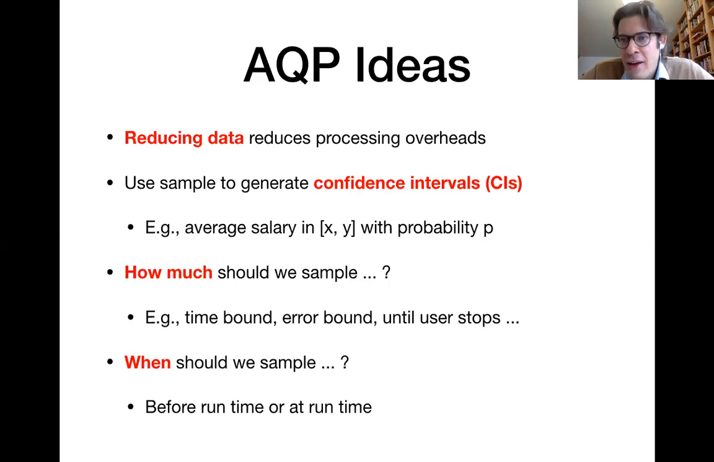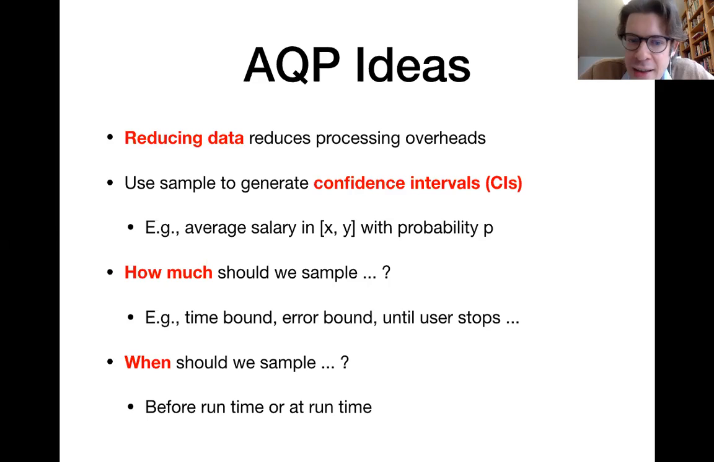Now, some of the questions this raises is, first of all, how much should we sample for a given query? And there are different possibilities to bound that. Maybe we have some kind of time constraint, or we have some kind of error constraint on, for instance, the size of this confidence interval. Maybe we want it to be narrow enough. Or maybe we just wait for user feedback. At some point, the user loses patience and stops query processing.